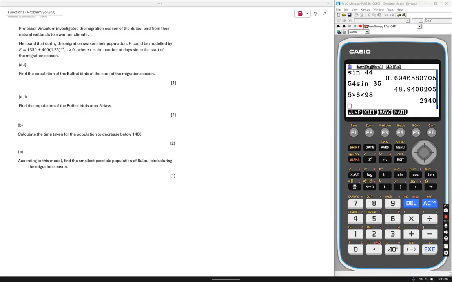At the start of the season, t is going to be equal to 0. So for part A, I'm going to have P equals 1350 plus 400 outside of 1.25 to the power of negative 0. Here you could just type this into your calculator, or you know that anything to the power of 0 or negative 0 is going to be 1. So that second term there is going to be equal to 1. So it's just going to be 400 plus 1,350.